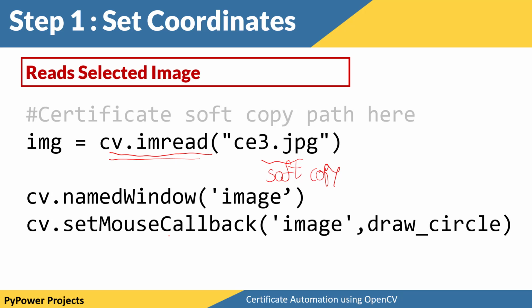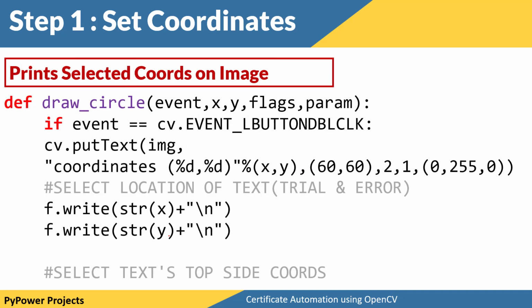This will print the text, that is the coordinates, on the image where you double click on the image to write the date and name. Yes, this is the function. This will print the selected coordinates on the image. We'll see it in one output. So if event equals event.LBUTTONDBLCLK, that is double click, then it will put text on the image: %d, that is two coordinates x, y, and this is the color that will print in green color.